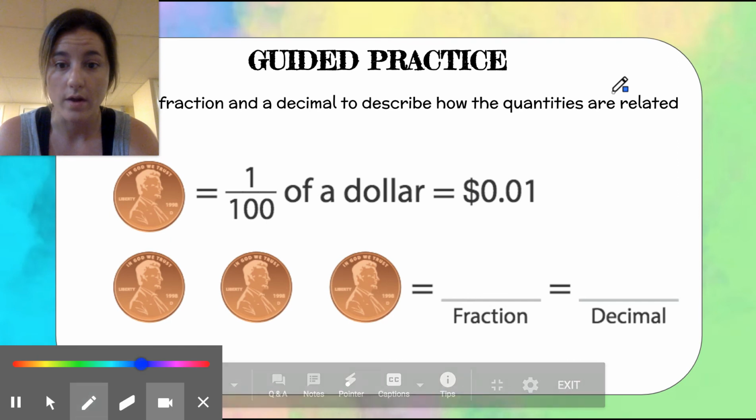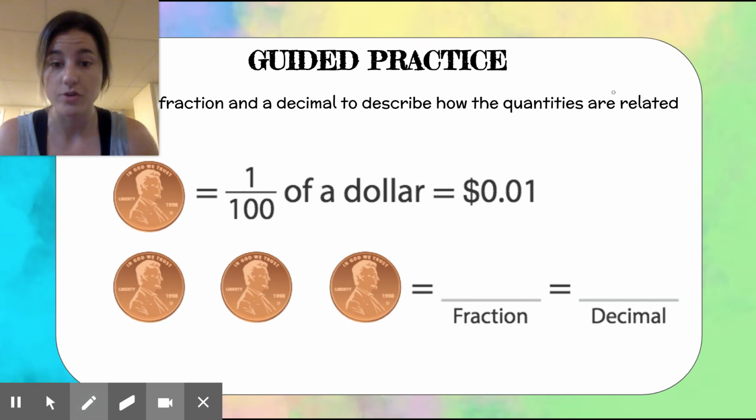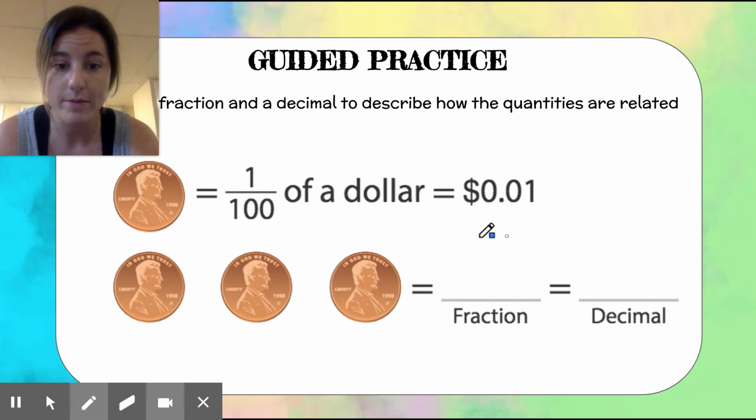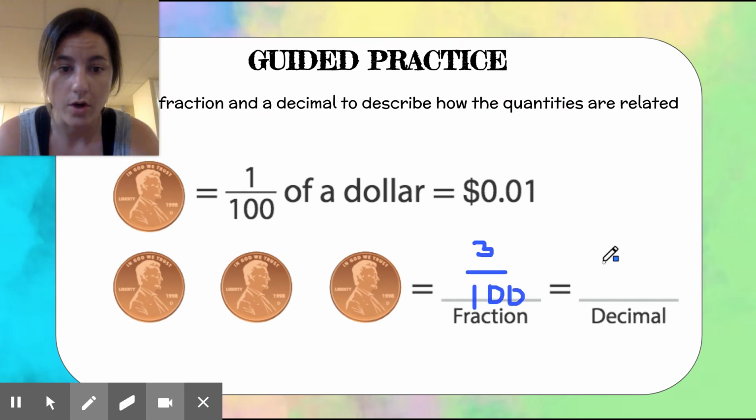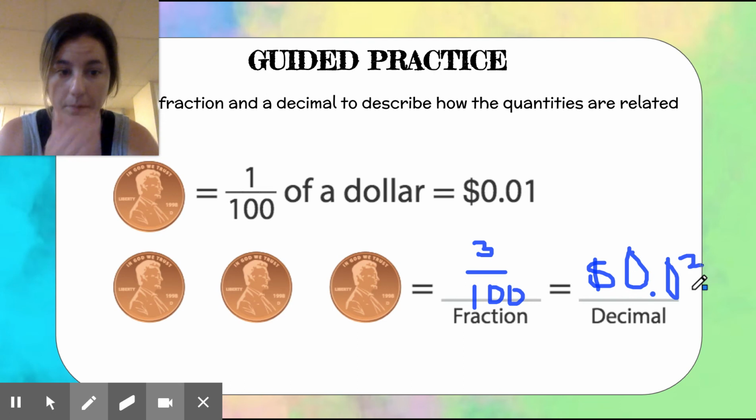Okay, 1 penny is 1/100th of a dollar. So 3 pennies would be 3/100ths of a dollar, or 0.03.